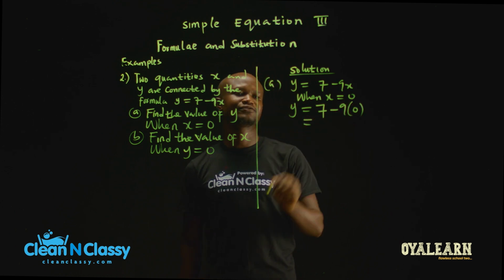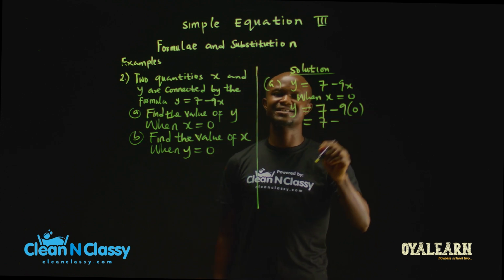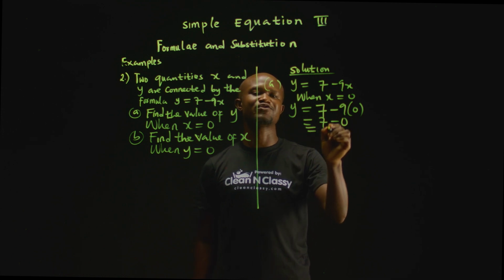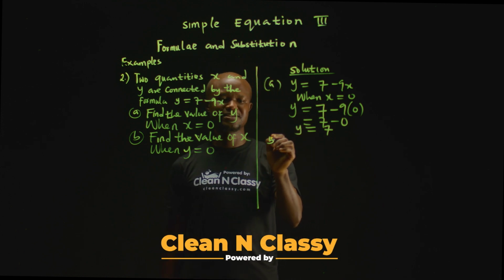So what do we have? 7 minus 9 times 0 is what? 0. And that is equal to what? 7 minus 0. That is 7. Y equals 7.